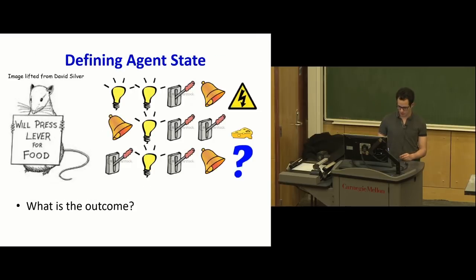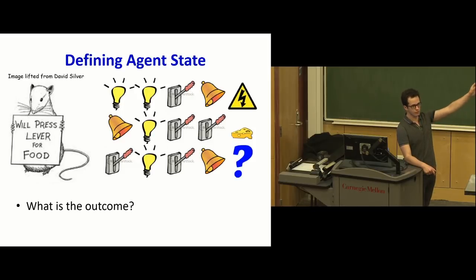Here's an additional example. So there is a rat. The rat is in a cage because scientists are monsters, and there are observations. Sometimes the rat sees a light, sometimes it hears a bell, and its actions are to choose to press or not to press that thing. How is it called? The lever, like for alcohol. Okay.